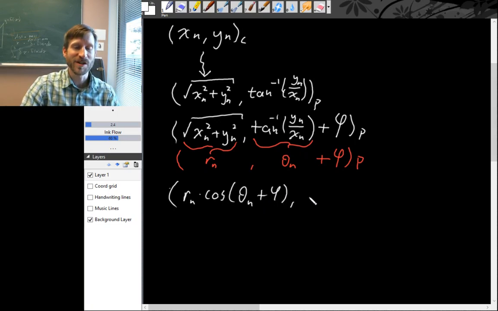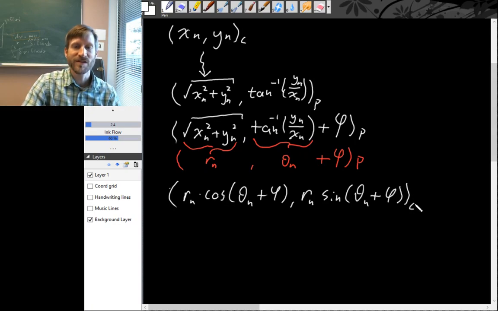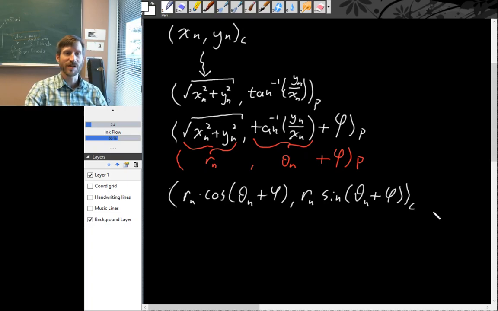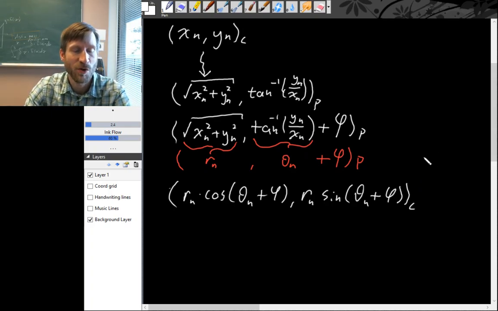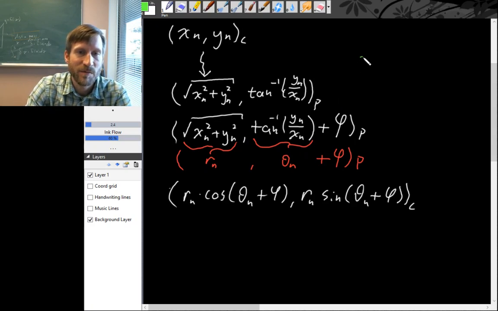And then the y-coordinate, in Cartesian coordinates, the y-coordinate is r sub n times sine of theta sub n plus phi. And so this is the transformed point in Cartesian coordinates. So let's look at how much work we had to do to figure out this transformed point in Cartesian coordinates. To get to this point, the original point but in polar coordinates, we needed to do 2 squarings.